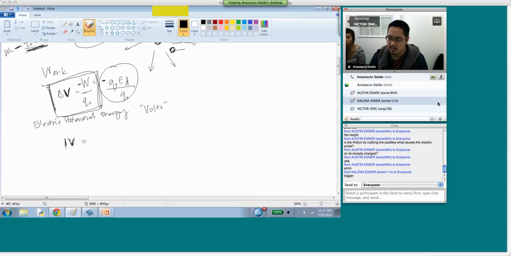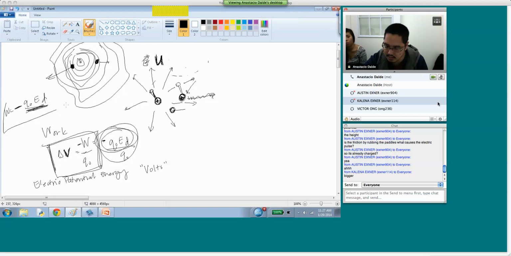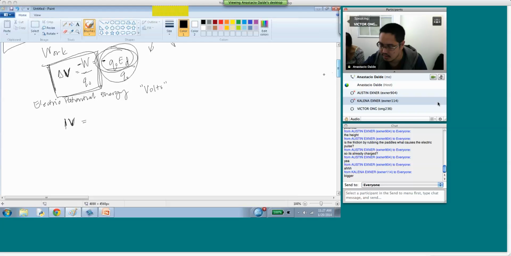Yeah, ED. Q naught ED is actually work. W is equal to Q naught ED. I have that equation right up here. W equals Q naught ED. Work is force times distance, and the force that we're talking about is the charge times the electric field.